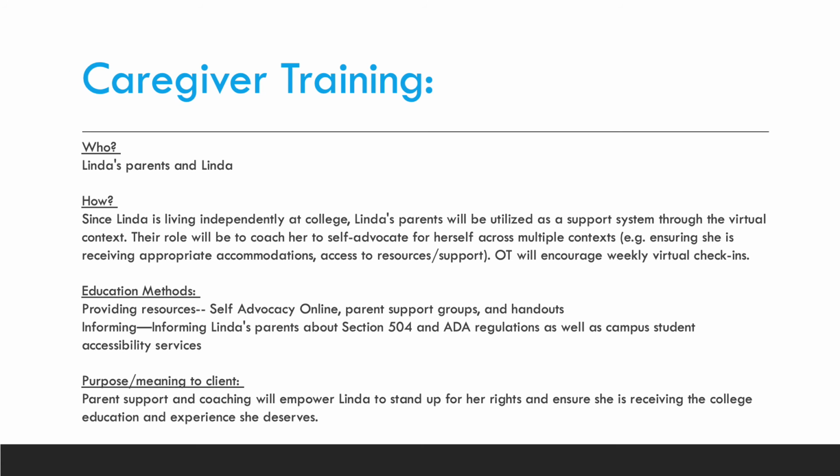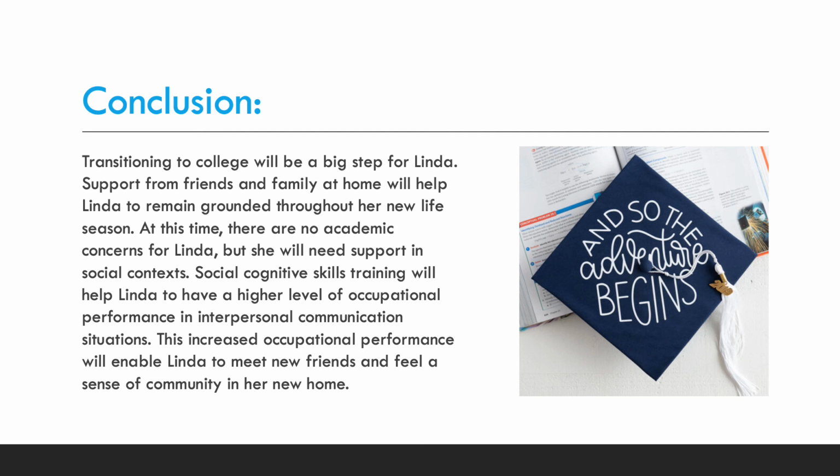Caregiver training will also be important, but would look a little bit different since Linda is at college independently. Through the virtual context, her parents will be able to teach her to self-advocate for herself across multiple contexts. OT will encourage weekly virtual check-ins and will provide resources such as self-advocacy online, parent support groups, and handouts. The parents will really work on supporting and coaching Linda to empower her to stand up for her rights and ensure she is receiving the college education she deserves.